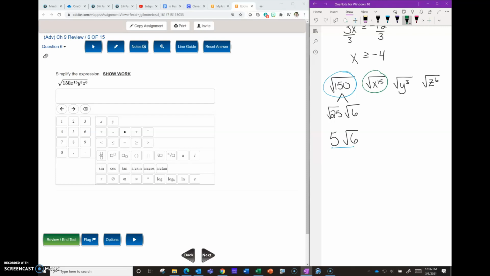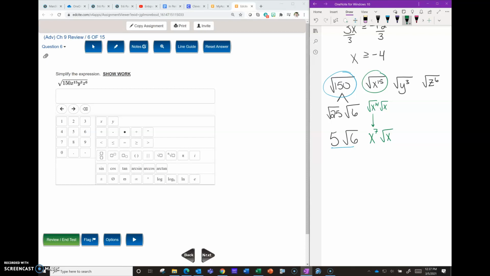The square root of x to the 15th. How many groups of 2 are in 15? There are 7 groups of 2. That would be 14 of those x's. So the square root of x to the 14th is x to the 7th. There's still another square root of x. There's still an x left over. So 7 full groups of 2 with 1 left over.